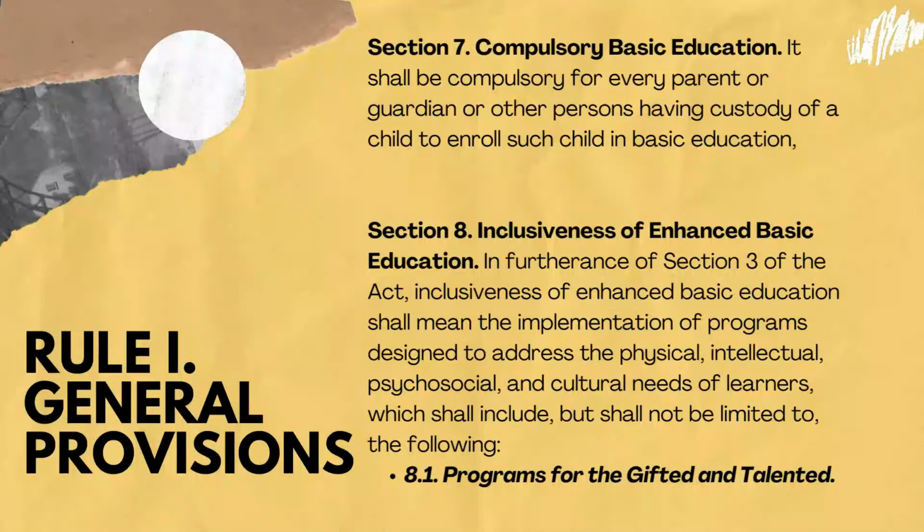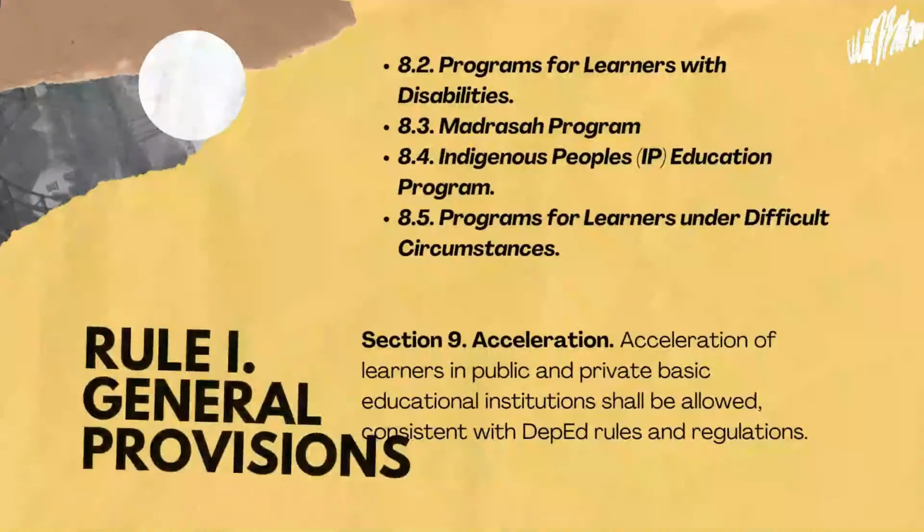Section 8 of Rule Number 1. Inclusiveness of enhanced basic education, which means the implementation of programs designed to address the physical, intellectual, psychosocial, and cultural needs of learners, which shall include but not be limited to the following. First, programs for the gifted and talented. This refers to the comprehensive programs for the gifted and talented learners in all levels of basic education.